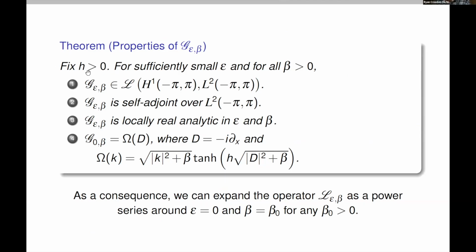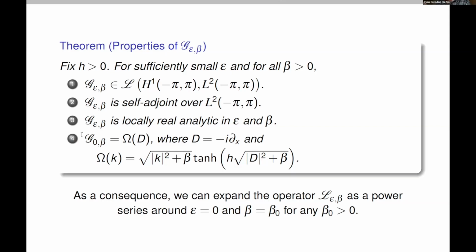For any finite depth and any sufficiently small epsilon and any beta parameter greater than 0, forget about the resonant beta values for now, just any beta value you want, you can show that this operator is a bounded linear operator over the function space that we really want to be working over for this problem, which is basically the Sobolev space H1 for x values between minus pi and pi. We know that this operator is self-adjoint over L2, basically.